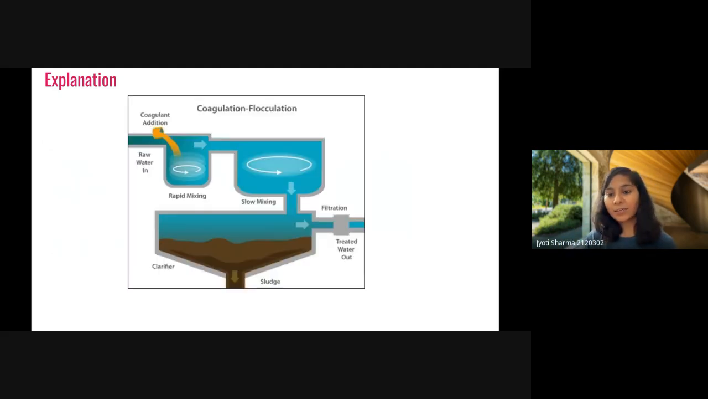Again, you can see the same picture. We have the rapid mixing in the coagulation, but in the flocculation we should have very slow mixing. Because the flocks will come down in the sedimentation and be removed, and the treated water will go further for treatment.